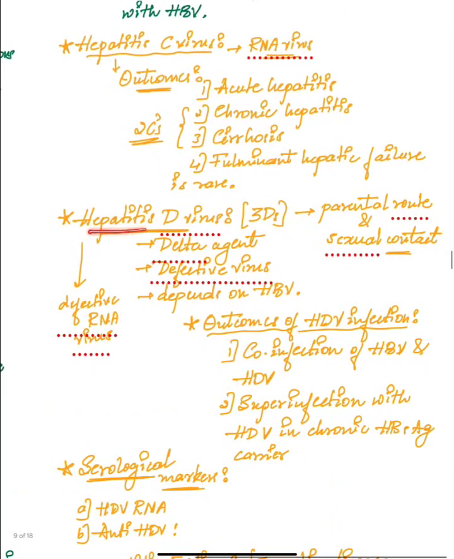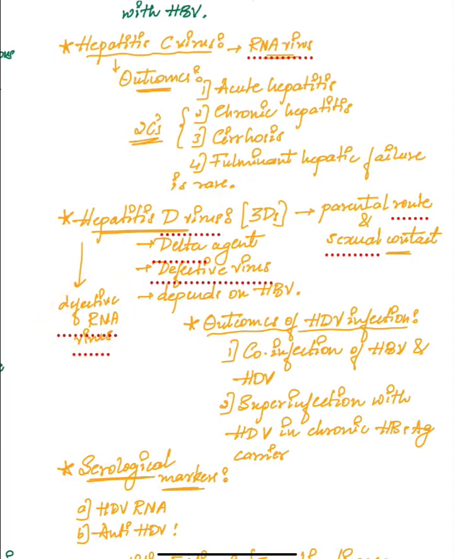Next, the hepatitis D virus. It is mainly transmitted by the parenteral route or sexual contact. Hepatitis D virus can be remembered by 3Ds: delta agent, defective virus, and it depends on HBV. It is a defective RNA virus.